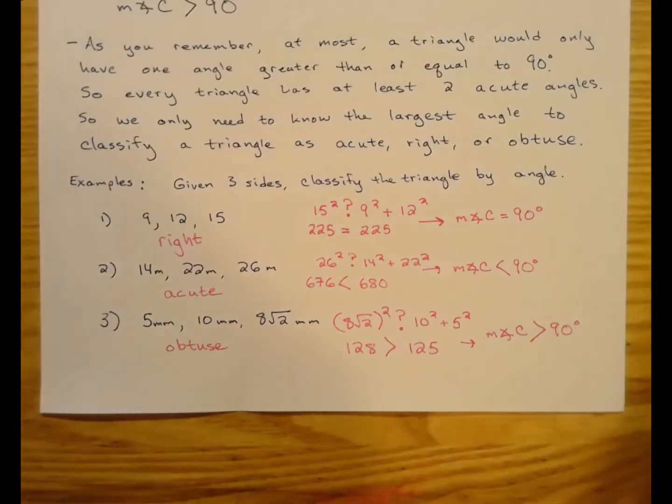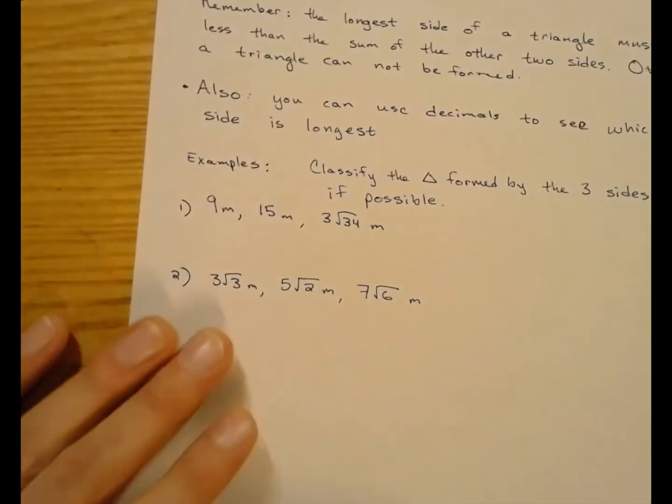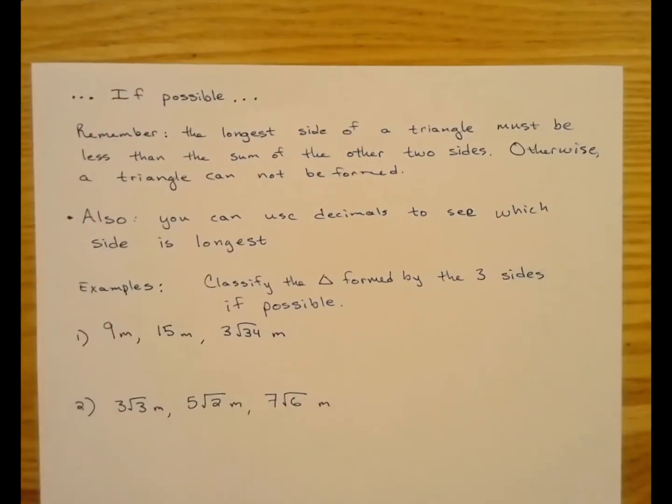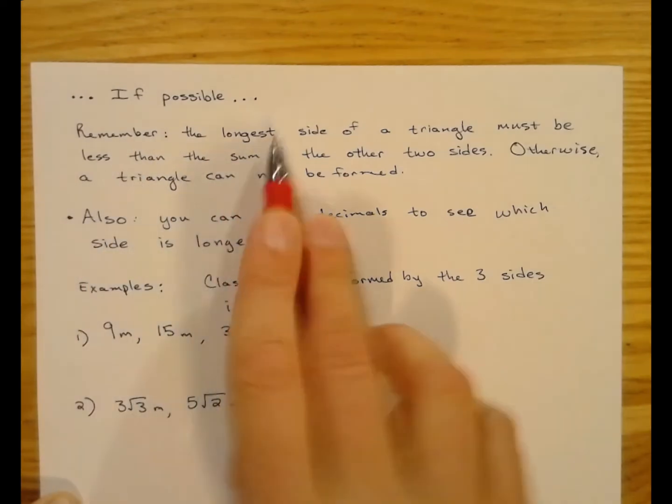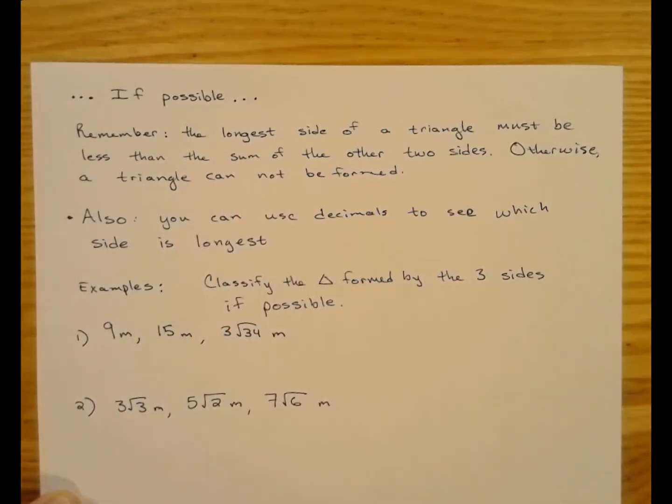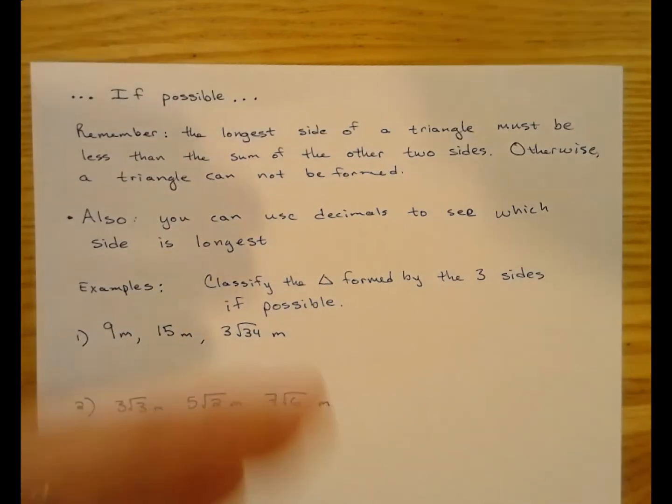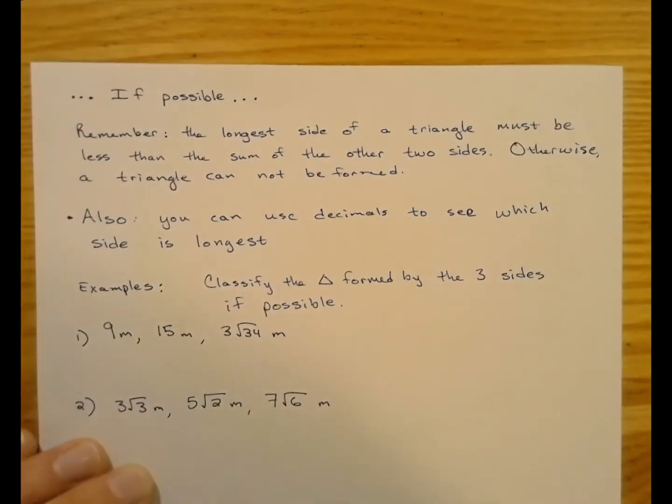Okay, now we're going to see this question phrase, "if possible," coming up real soon on any assessments. The "if possible" business comes in when, remember from before when we looked at the triangle inequalities, the longest side of a triangle must be less than the sum of the other two sides. Otherwise, it's not even a triangle. If you had some side 15 and some sides 3 and 4, the 3 and 4 don't reach across 15. It's not even a real triangle.